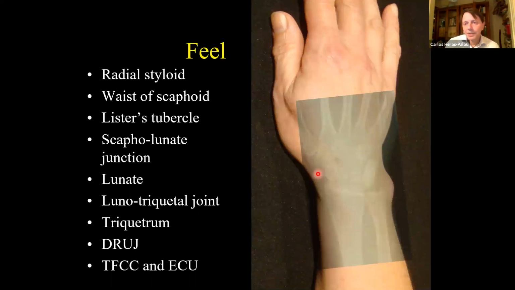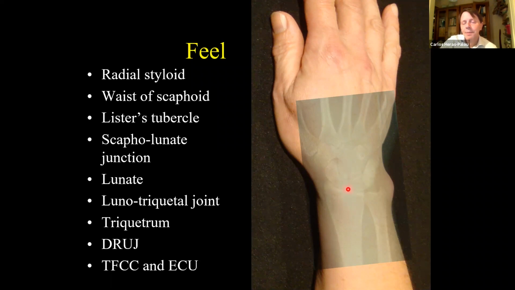If you put the wrist in ulnar deviation, then you're pressing on the waist of the scaphoid. So when you examine for a scaphoid fracture, put the patient's wrist in ulnar deviation, feel the scaphoid, and see if there is a difference with the other side. Then if you find Lister's tubercle here, just move your finger around like that, easy to find. Move it distally, you'll fall in a valley, and that's the scapholunate junction.